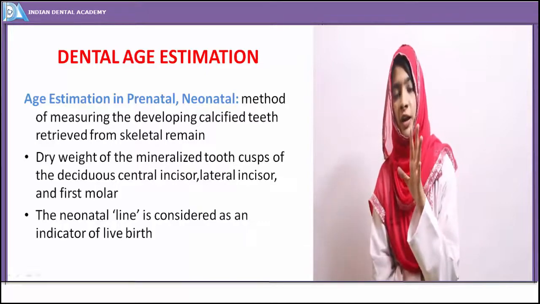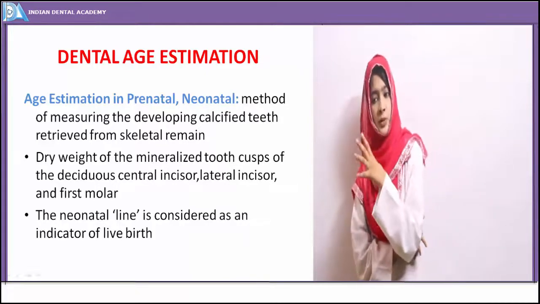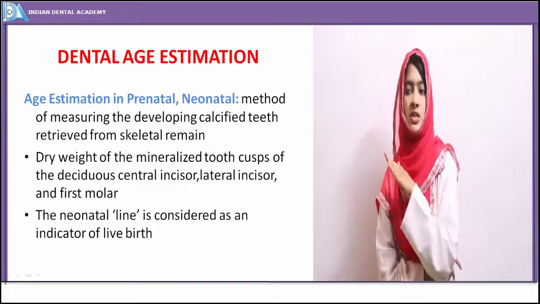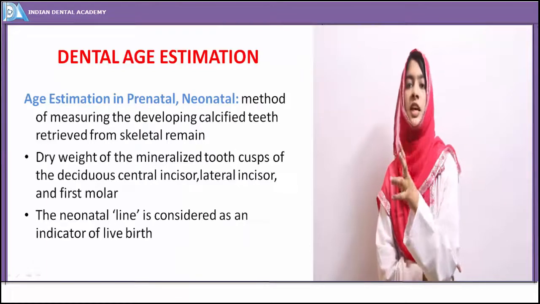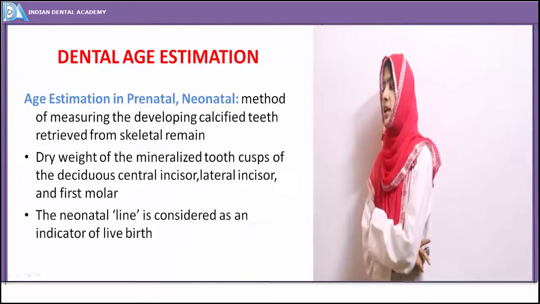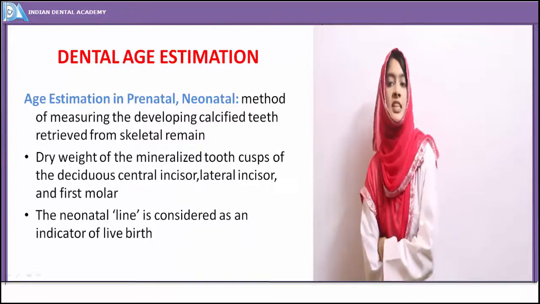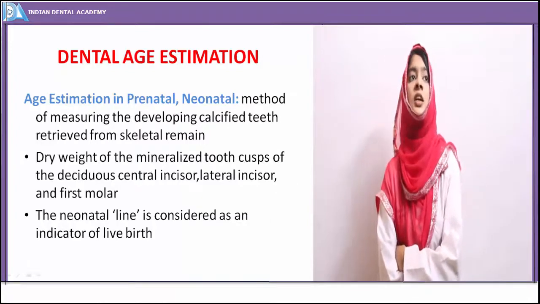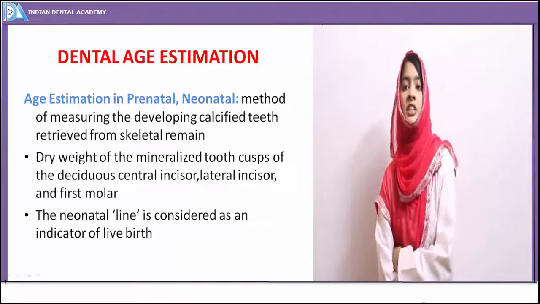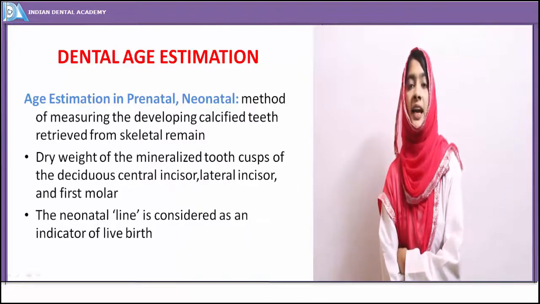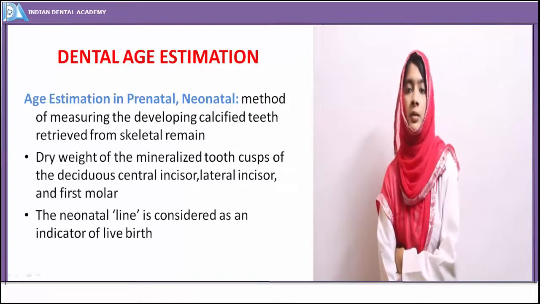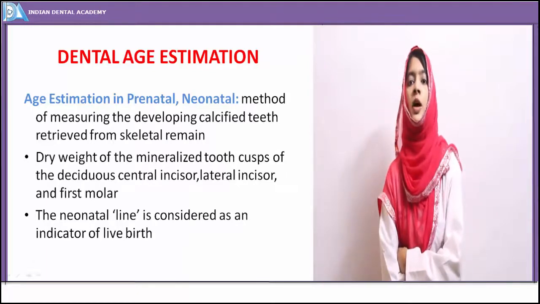age of the infant. Okay, suppose you were given a skeletal remain of an individual, the child was just aborted, the fetus was aborted, in case of feticide, you are given a skeletal remain. So you have to compare the dry weight of the mineralized tooth cusp of the deciduous central incisor, lateral incisor and first molars. The mineralized dry weight gives you the exact dental age, because the total dry weight will be about 0.5 grams in case of live birth individuals or newborn infants.